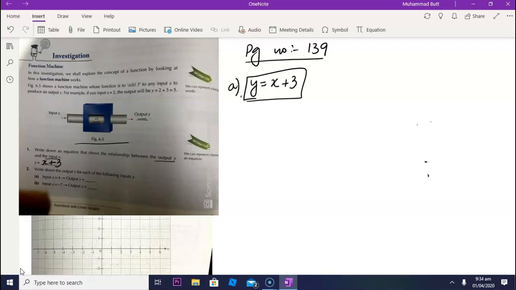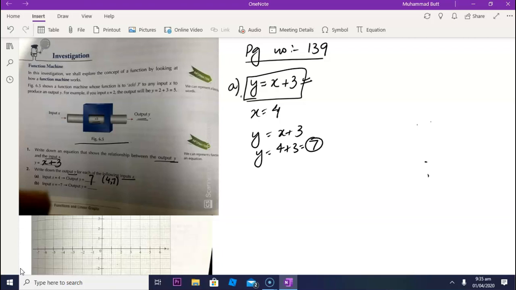This is the equation which is showing the relationship between the variables y and x. In question number 2, they are telling you to find out the output y for each of the following inputs. Inputs are given to you. As we have formed the equation y equals x plus 3, when x is equal to 4, they are telling you to find out y. We know that y equals x plus 3, so by substituting the value of x, 4 plus 3, y is 7. So when x is 4, y is 7, and the coordinate pair would be 4 and 7.